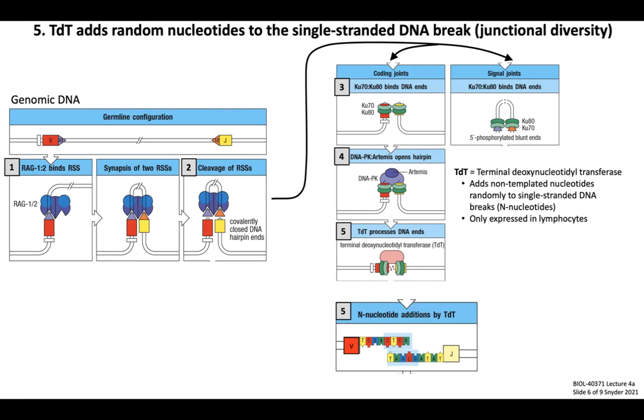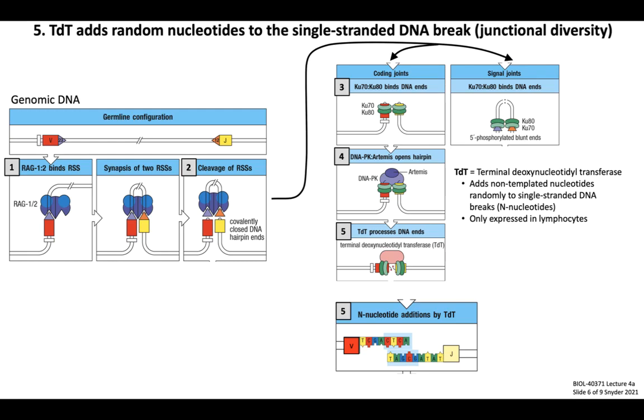This is a major source of junctional diversity, which is the second form of antigen receptor diversity that we introduced today. Obviously, the expression of this enzyme would need to be restricted only to lymphocytes during VDJ recombination, since introducing random nucleotides would be a very dangerous source of mutations in most other cell types.